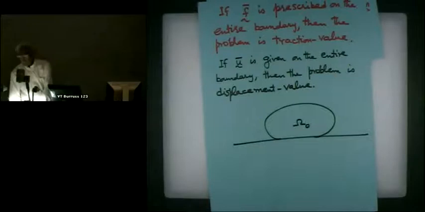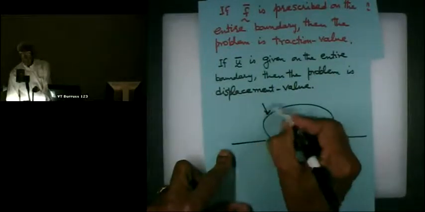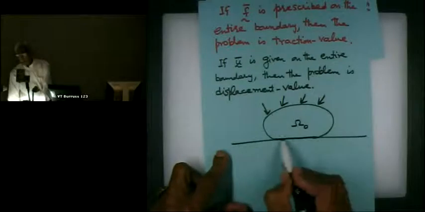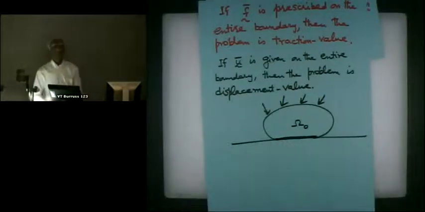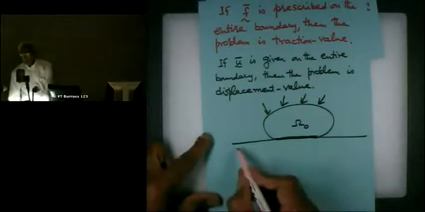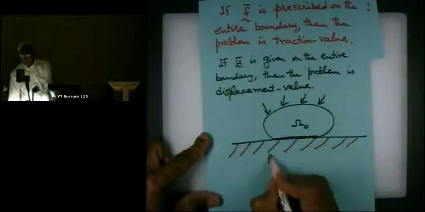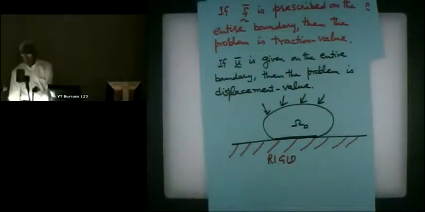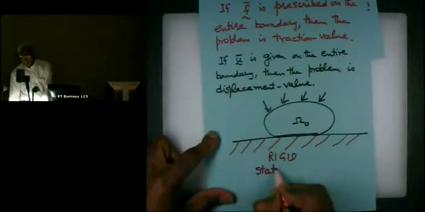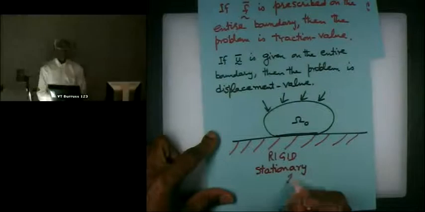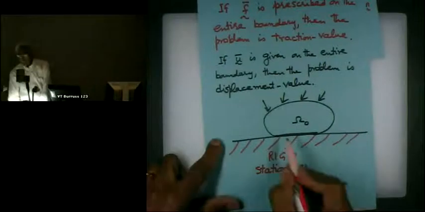So on this surface, if I apply loads to it, what is the boundary condition on this surface? The contact surface. And assume that this part here is rigid and it is at rest. So it's rigid and stationary. Okay, so what will be the boundary condition on this surface? Assume that this rigid body is smooth.